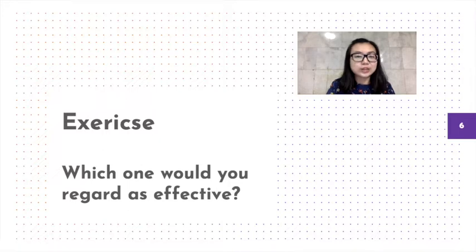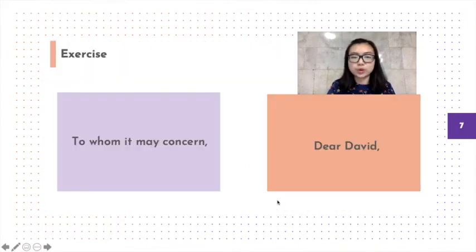I'm going to take you to some exercises on choosing one sentence of two. Just choose one. If we would like to say that this sentence is effective in an email and this sentence is not, which one would you regard as effective? Here's the first one. I have To whom it may concern and I have Dear David. Both appear at the very beginning of an email. Usually we use this as the opening.